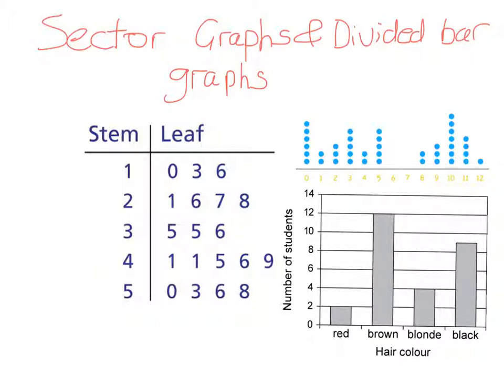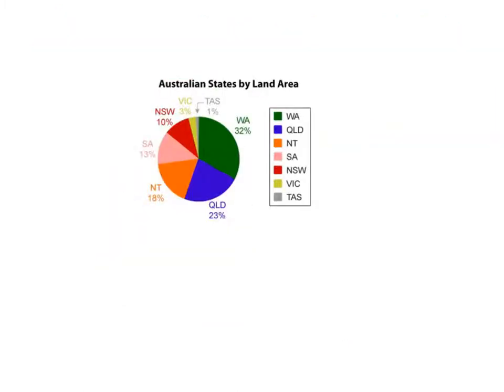So I'm just going to show you what a sector graph looks like. On your screen now, you can see a sector graph. Now, you might have heard it called a pie chart. I don't really care what you call it. We see that it says information about Australia's states by land area, but it doesn't actually tell you what the land area of any of those states actually is. You can see it just shows you the percentage.